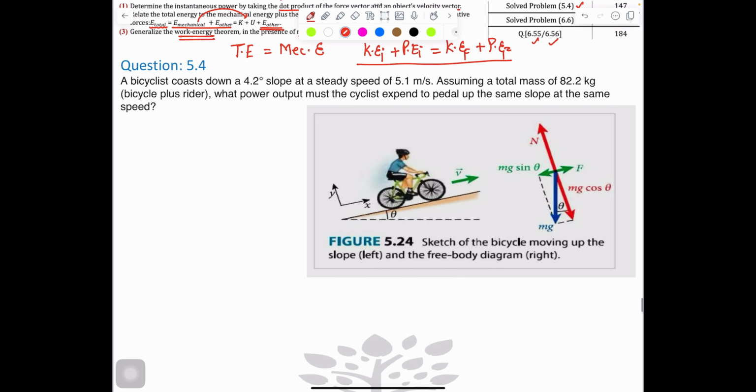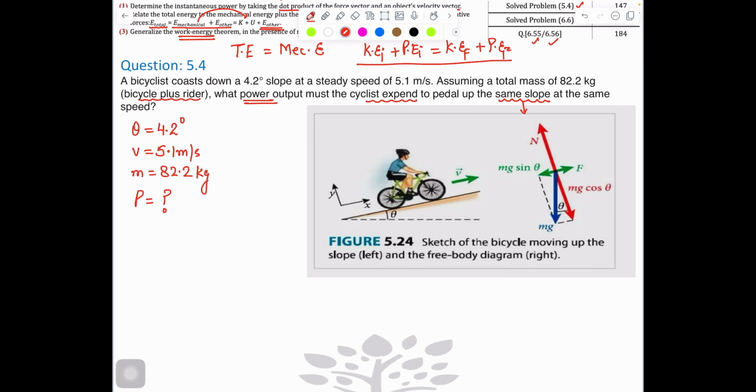A bicyclist goes down a slope, theta is given as 4.2 degrees, at a steady speed, velocity is given as 5.1 meters per second, assuming a total mass of 82.2 kg. Total means bicycle plus the rider. What is the power output? We are looking for power. Must the cyclist expend to pedal up the same slope?